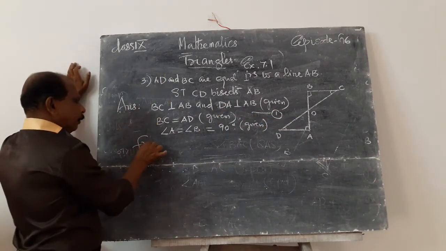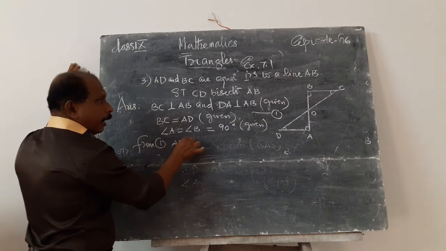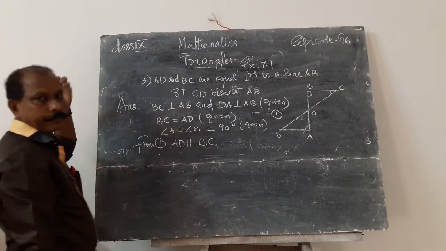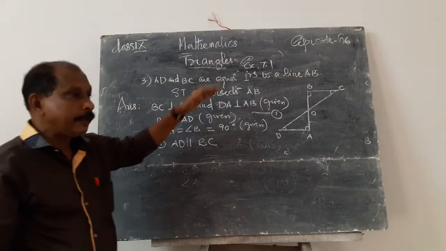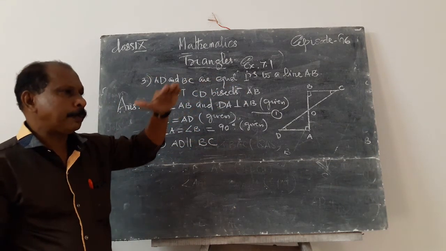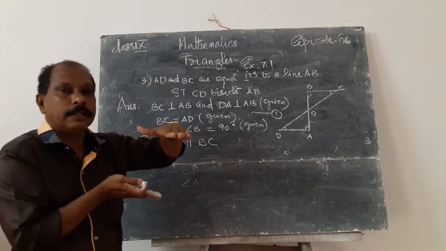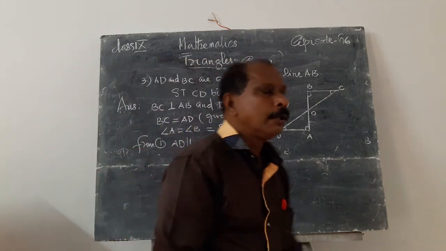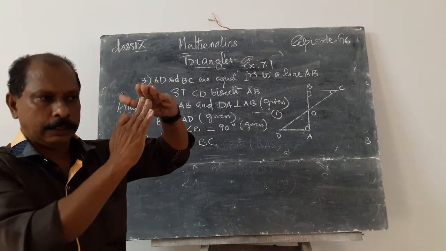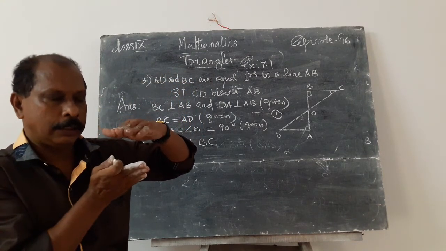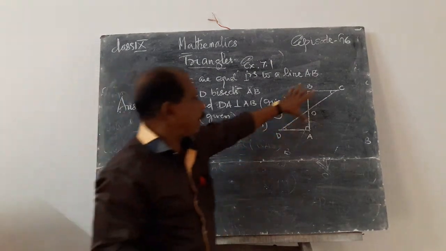From 1, AD is parallel to BC. That means BC is perpendicular to AB and DA is perpendicular to AB, which implies that one line is perpendicular to another line, and that line is also perpendicular to a third one. Therefore, the first and third are parallel. That is the basic concept of parallel and perpendicular lines. Therefore, these two lines are parallel.